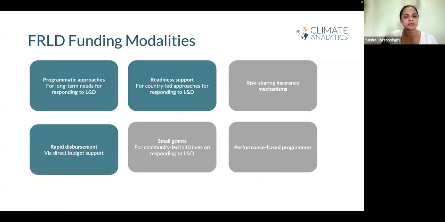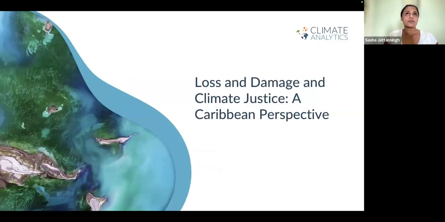So looking at long-term programmatic approaches, readiness support. So, how to get systems, policies, institutions ready for accessing and responding to loss and damage in the country. And then also looking at rapid displacement via direct budget support, direct to countries. So all of that, just to give an overview of loss and damage from a UNFCCC high-level understanding to something that's more on looking at climate justice and loss and damage from a Caribbean context.